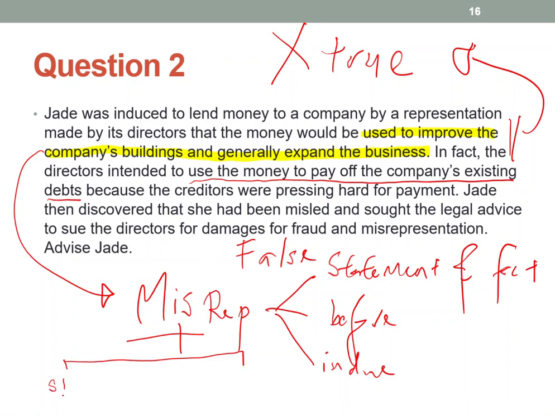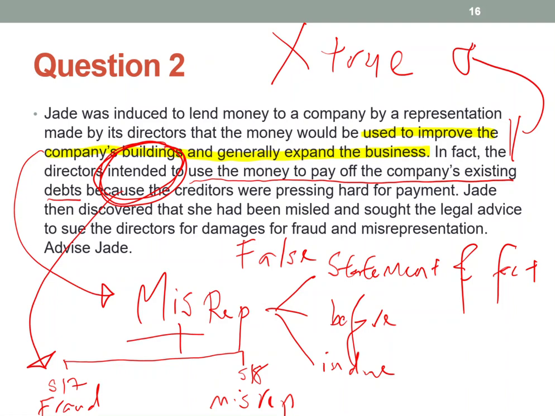Section 17 and Section 18. Section 17 is fraud, and Section 18 is misrep. 17, fraud means you purposely lie. 18, you were careless when you made a statement. On the facts, you can see that the directors intended to use the money to pay off the debts. So in other words, they purposely lied. Since they purposely lied, this is fraud, misrepresentation.